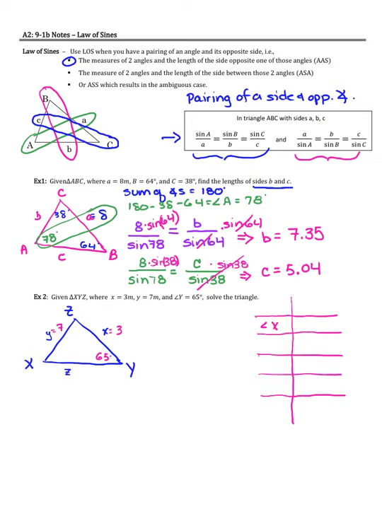Okay, so we have angle X, angle Y, angle Z, little x, little y, little z. Now, some of these I can already fill in. We know little y is 7.